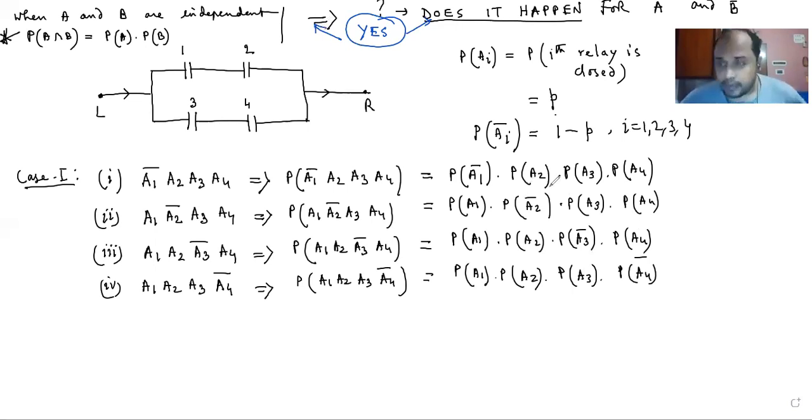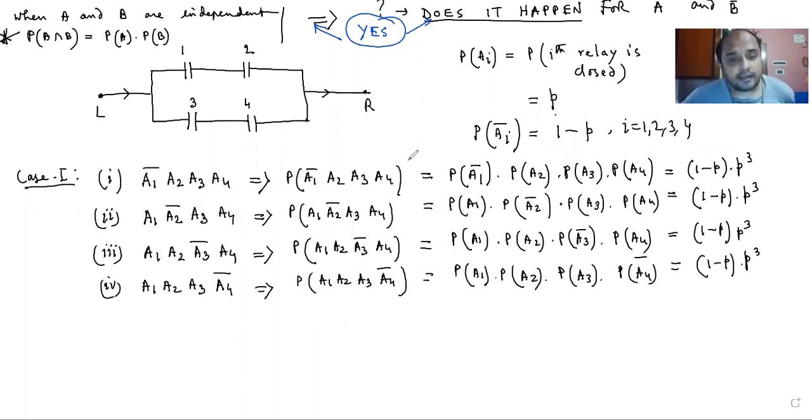I'm eligible to write the things in the following manner. And if it is so, then you see by the given probabilities, each of the probabilities can be expressed in the following manner. So I can write it as 1 minus p into p cube. This is 1 minus p into p cube. This is 1 minus p into p cube. And this is 1 minus p into p cube.